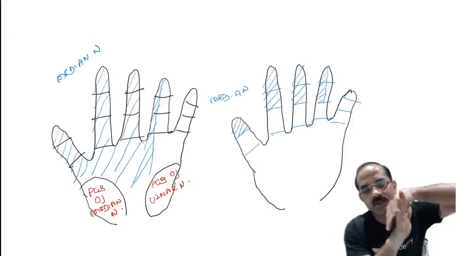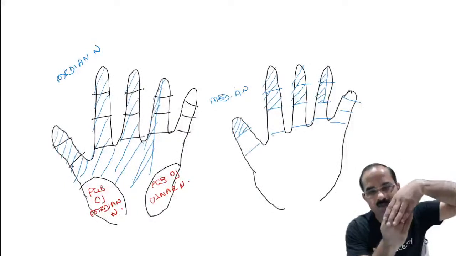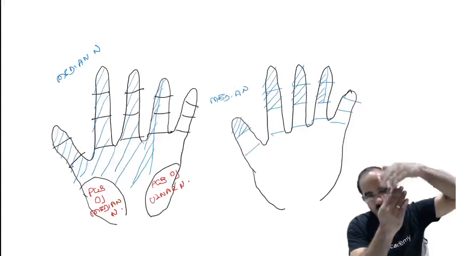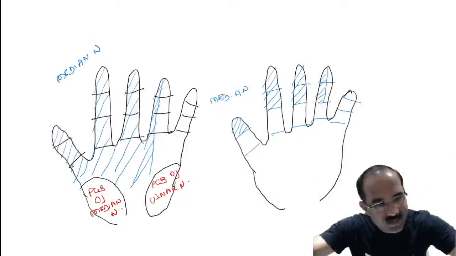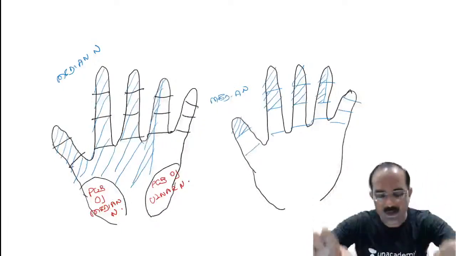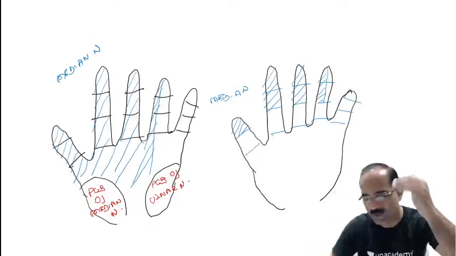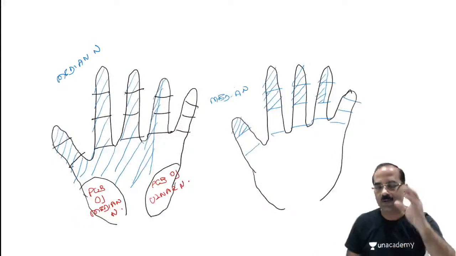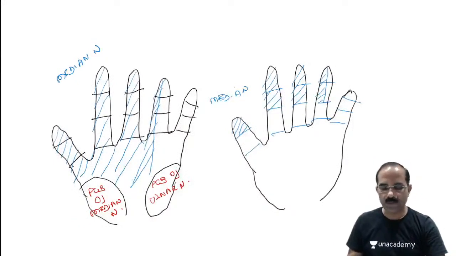The same median nerve goes to the dorsal aspect. Students, it again supplies 3.5 fingers, but not all the phalanges. It supplies 3.5 fingers except the proximal phalanges. Okay?